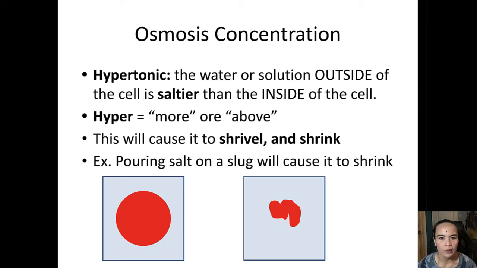So let's say, for example, we have a hypertonic solution. So the water solution outside of the cell is saltier than the inside of the cell, and therefore there's more. Okay, this will cause the cell to shrivel and shrink. For example, pouring salt on a slug will actually cause it to shrink because the outside of the cell is saltier. So that's an example of hypertonic.